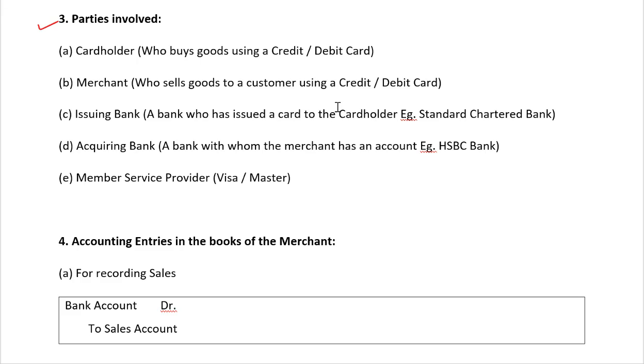Let's see the parties involved in this. We have a card holder who buys goods using either debit or credit card. The merchant who makes sales, that means who sells the goods to customer using either credit or debit card. Bank, the bank is the one who issues the debit card. Example, Standard Chartered Bank, ICICI, SBI, State Bank of India, Canara Bank, etc.